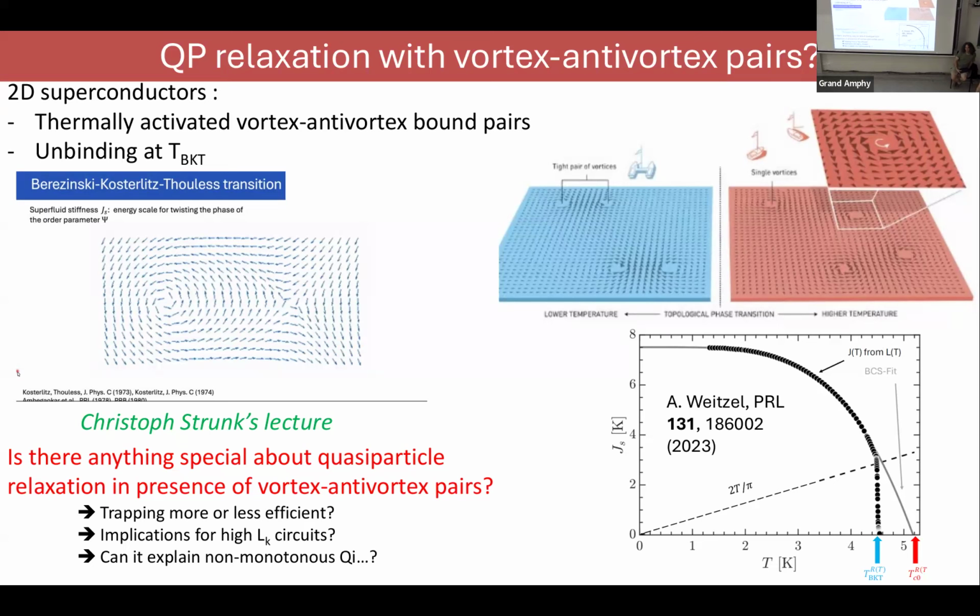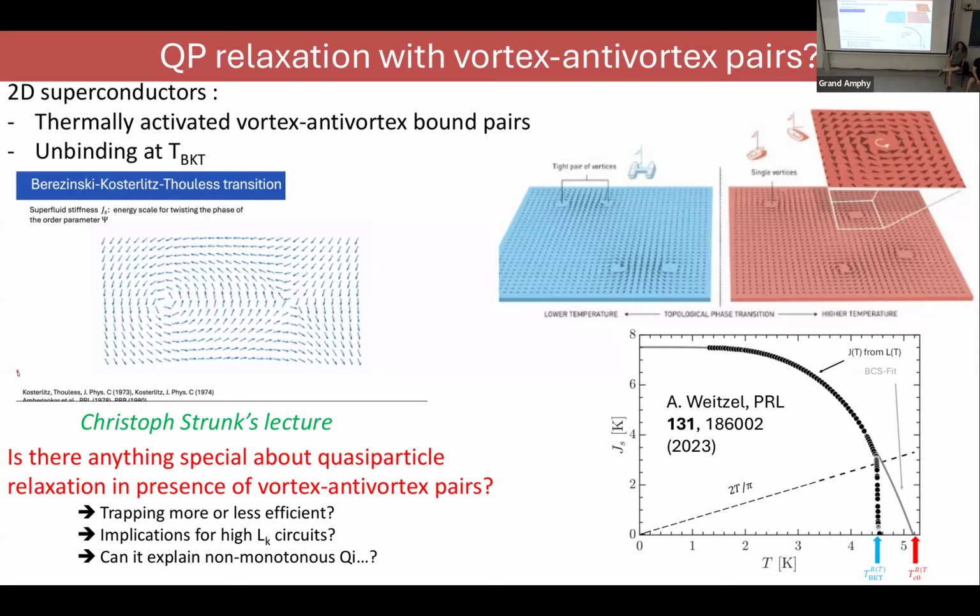And as far as I remember, they were localized, they were trapped in the wrong spot. But that's for a single vortex. My question is, what's happening for vortex anti-vortex pairs? Do you have a cross section which would be different? So the capture of the quasi-particle might be different.